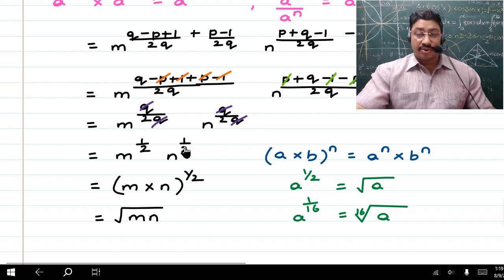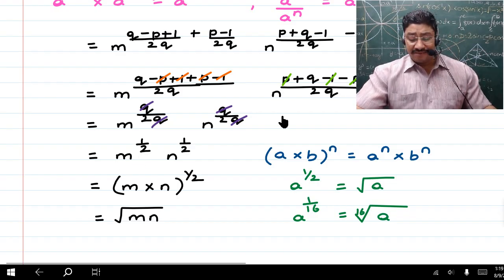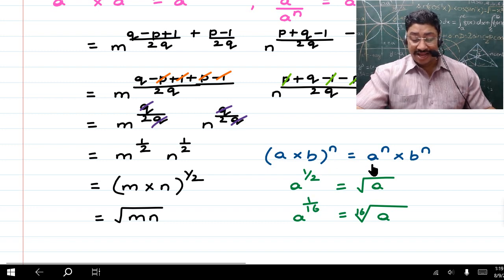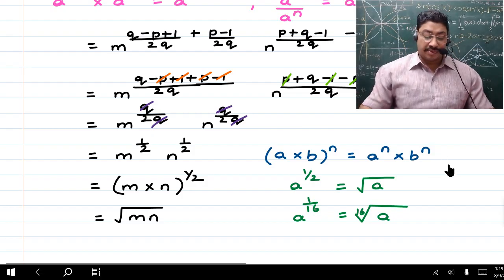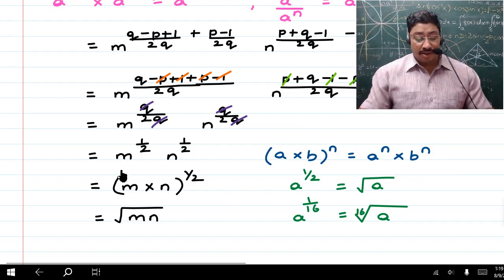Now here, children, you require to remember a rule, that is, if you have the product of two numbers a into b, which is whole raised to the power n, then that will become a raised to the power n multiplied with b raised to the power n, right? So here too, what we can do is, if we talk about already this being applied, that is m raised to the power 1 upon 2, n raised to the power 1 upon 2, we can obviously write by this rule m into n whole raised to the power 1 upon 2.